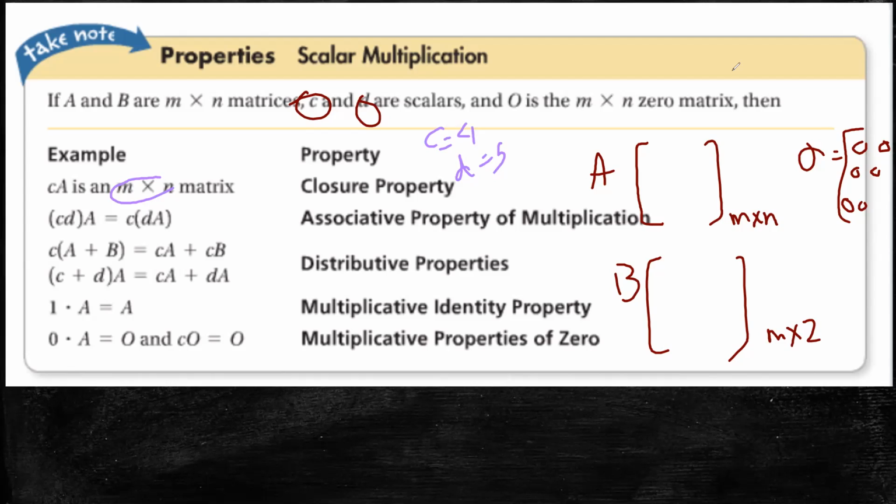The third one, we call it the distributive property. If you add A plus B, the two matrices, and multiply the answer by C, you must get the same answer as if you multiply the scalar C by matrix A, then the scalar C by matrix B, and then add them. It's like numbers.